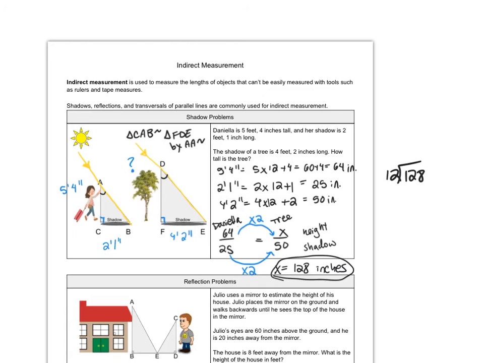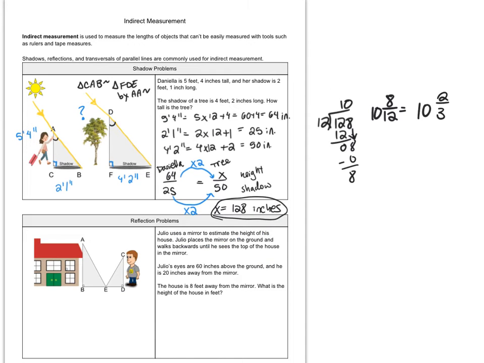Maybe I want to know that in feet. If I wanted to know that, I would do 128 divided by 12. So when I divide by 12, I find that 128 inches is the same thing as 10 and 2/3 feet. Well, what is 2/3 of a foot? Well, here's a foot. It's 12 inches. And here's what that foot looks like if I split it up into thirds.